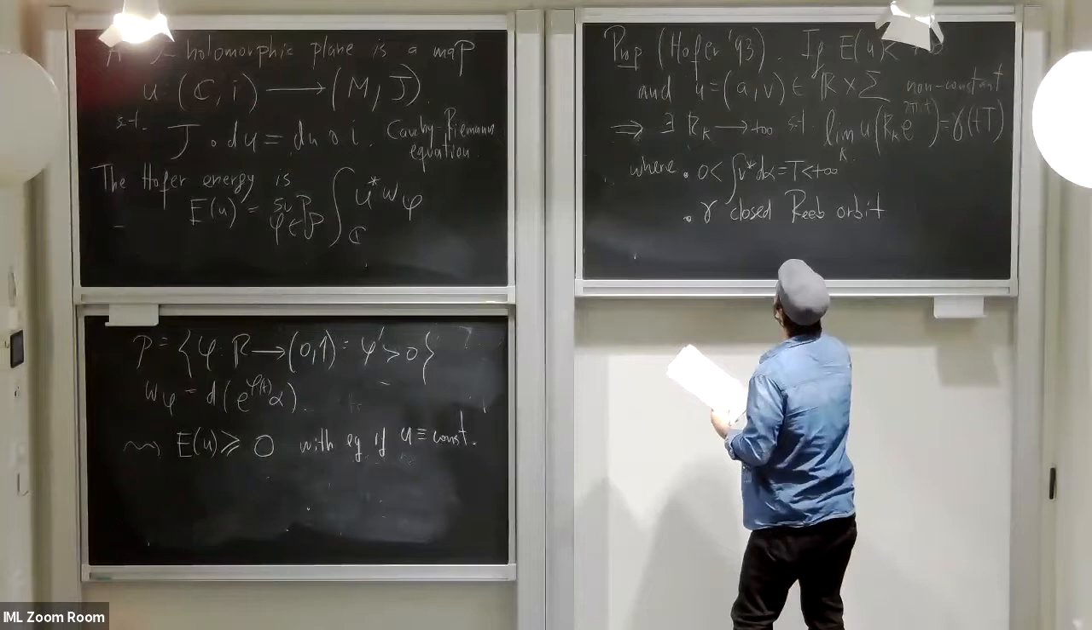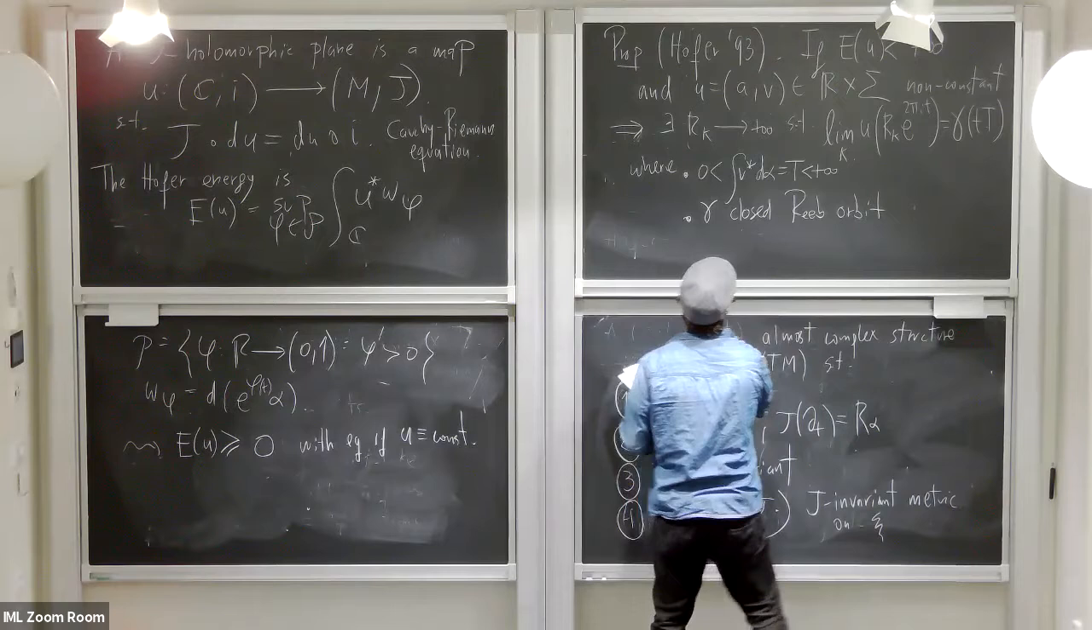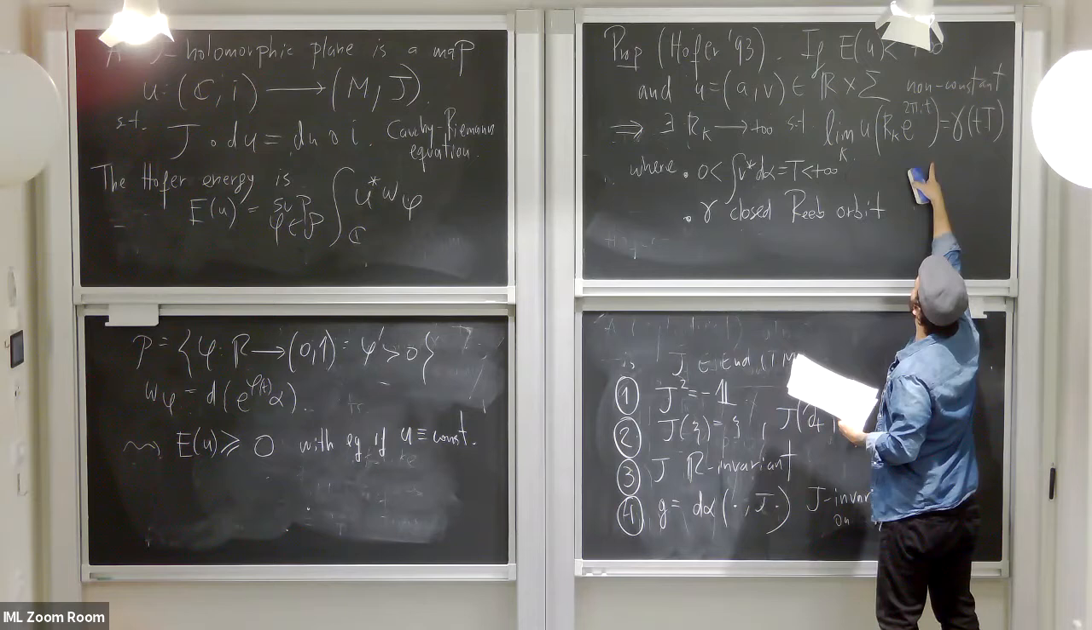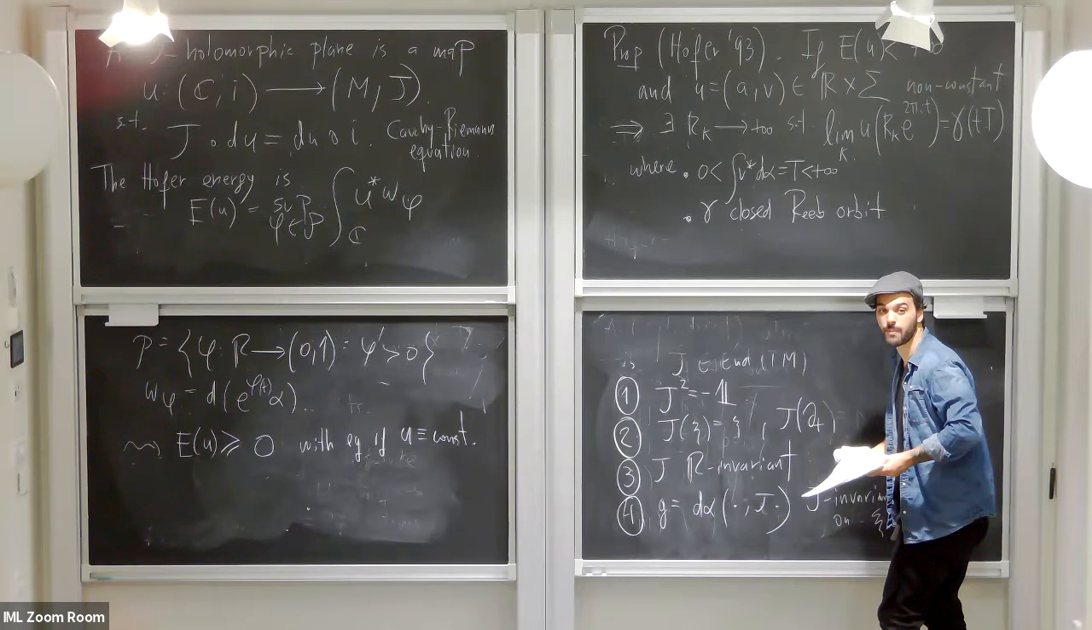And let me sort of, what is R_k? R_k is a sequence of real numbers. So you're just applying the map to the circle of radius R_k in C. Draw the surface. Are you gonna draw something? Yeah, I'm gonna draw a picture.